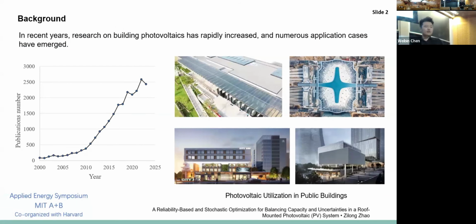If you look at the number of publications over the last 2 decades, it went from originally only a few hundred publications in the field of building PV systems to over 2,000 publications. This has been a heated topic over 2 decades, right?